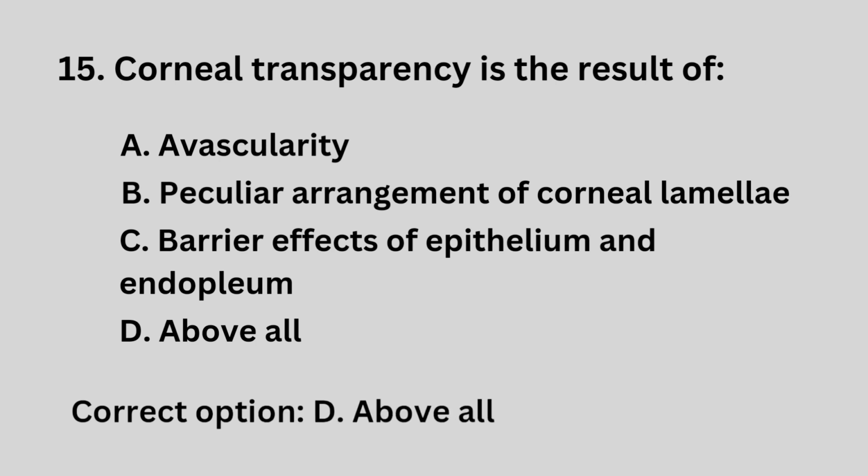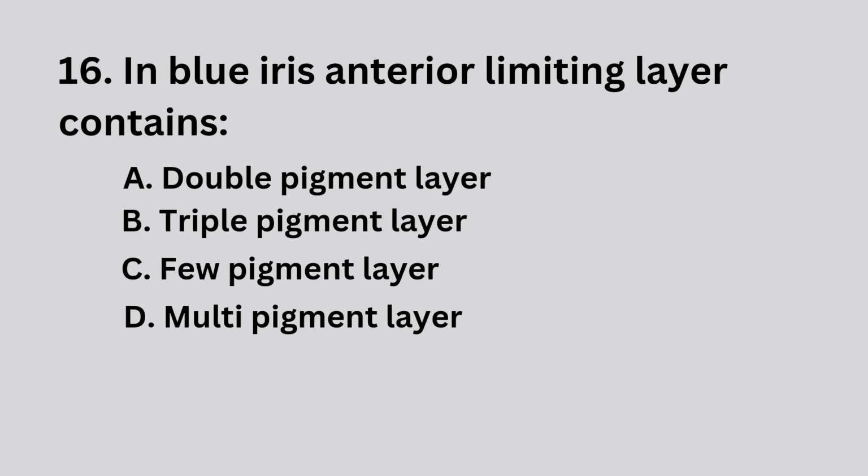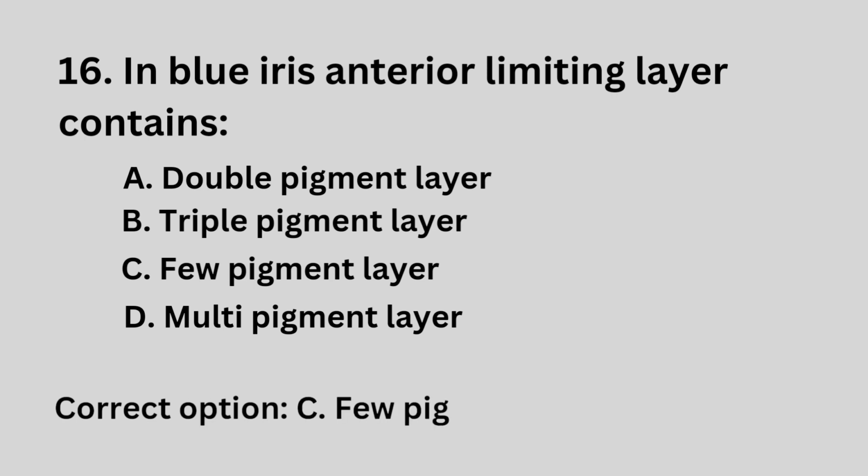Next question. In blue iris, anterior limiting layer contains? Option A, double pigment layer. Option B, triple pigment layer. Option C, few pigment layer. And option D, multi-pigment layer. Correct answer is option C, few pigment layer.